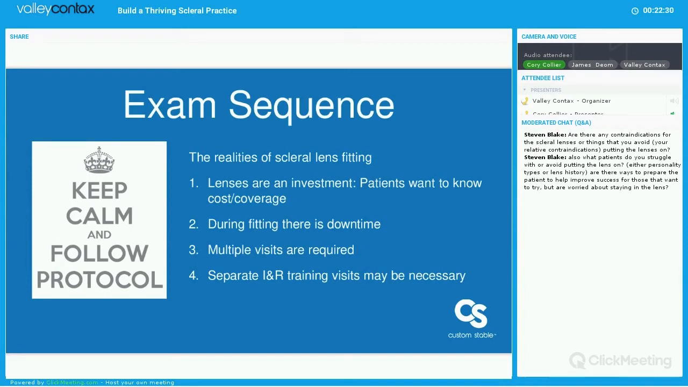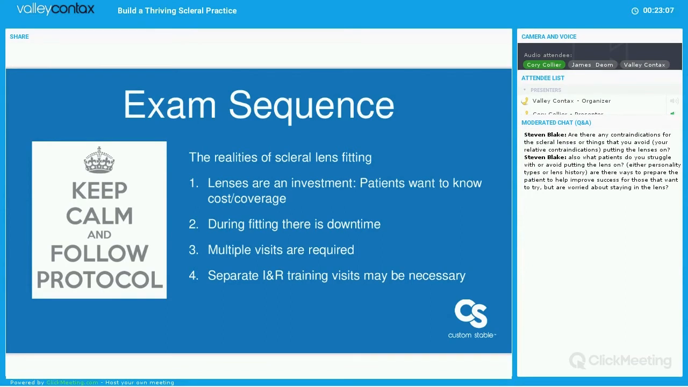Especially if you have patients who have worn contact lenses in the past and who have worn perhaps soft lenses or even corneal GPs, where it may not take quite as much time to evaluate the lens or have as much office time or as many modifications. You want to make sure they know that this is a process, that you're working towards a goal, and that multiple visits will be required in order to achieve it. And this is inherent to scleral lenses especially, is that separate insertion and removal training visits may be necessary before the patient can go home with the lenses.